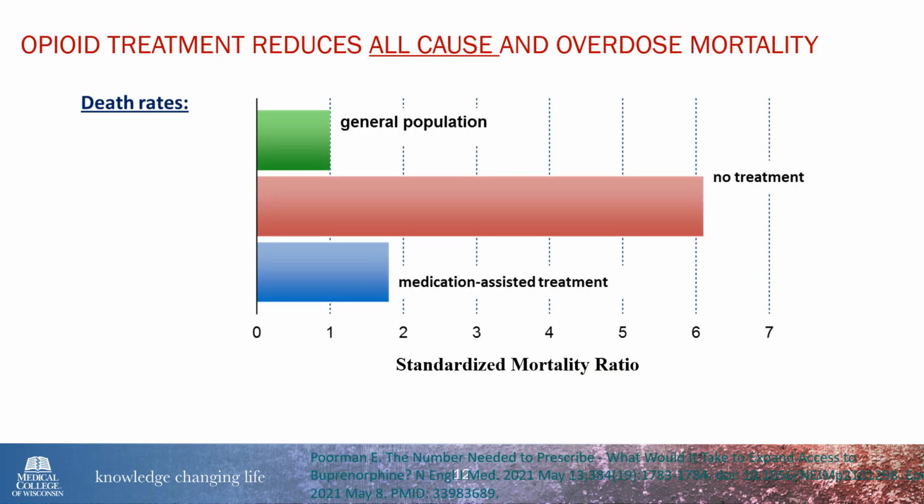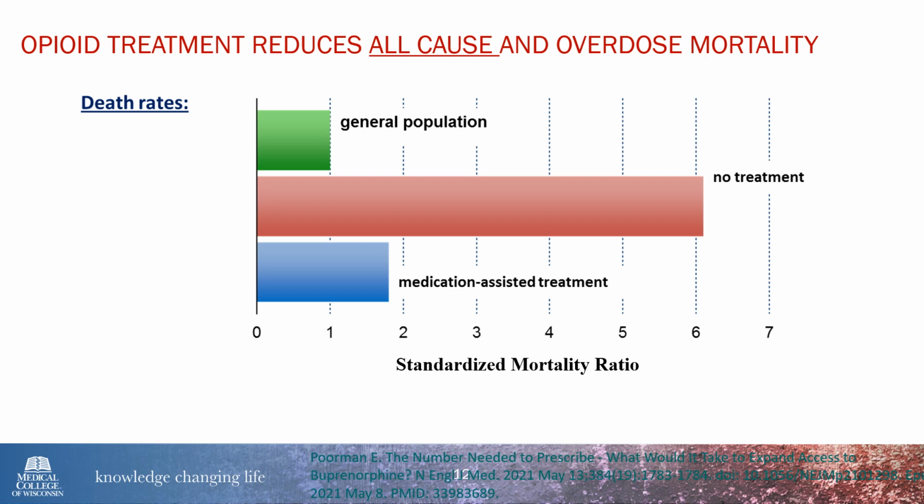Treatment with medication for opioid use disorder drastically reduces mortality. Patients with opioid use disorder are roughly 6 times more likely to die than patients in the general population. Medication-assisted treatment cuts this by close to 80%. So they're less than twice as likely to die than the general population. It's really rare to find any medication in medicine that has this much risk reduction. These treatments are safe, they're highly efficacious, they save lives.